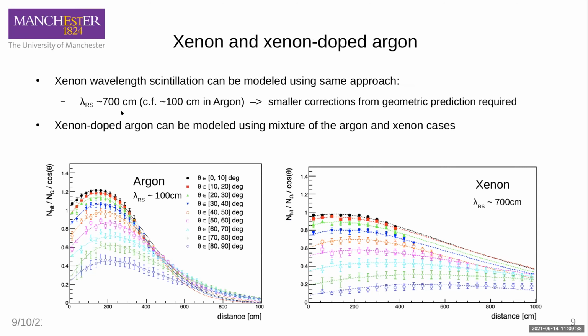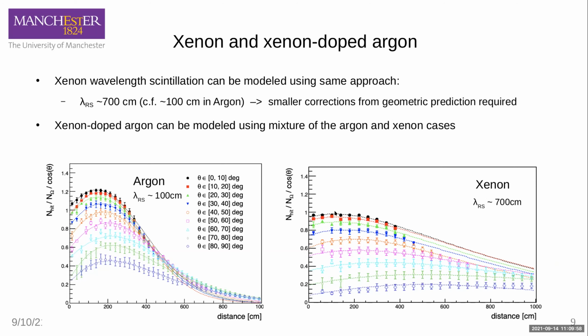And this is more on the scale of these liquid argon TPC detectors, and therefore smaller corrections from the geometric prediction are required. And actually at short distances, geometry alone can do a very good job. These two figures on the bottom show examples of the shapes of the correction curves, both in the same detector geometry, but one at argon wavelengths and one at xenon wavelengths.